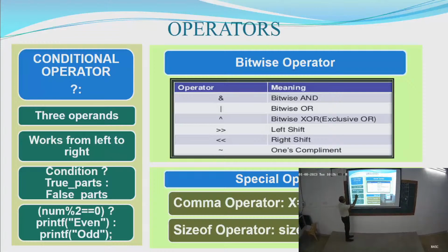This is the syntax: we give the condition and put the question mark symbol, then the true part, then colon, then the false part. Okay. Can you understand this? Any doubt on this? Okay.